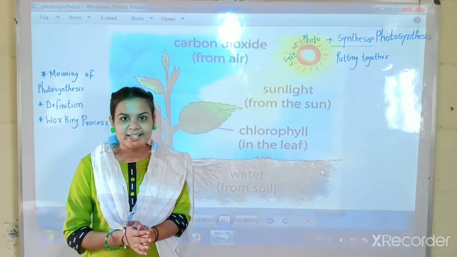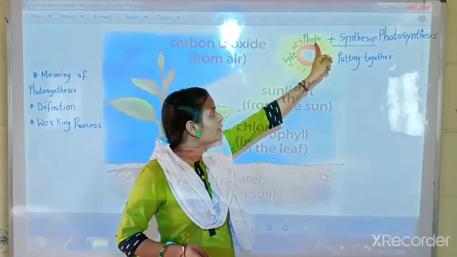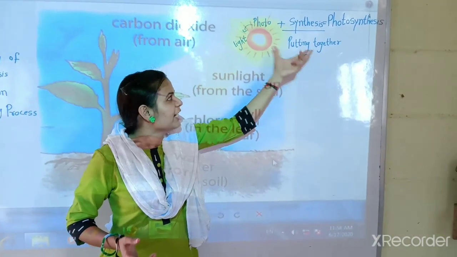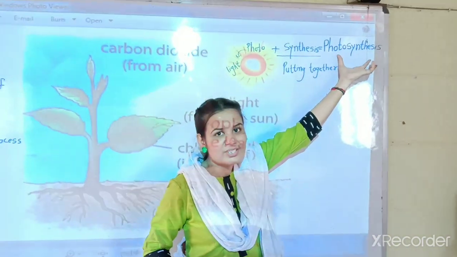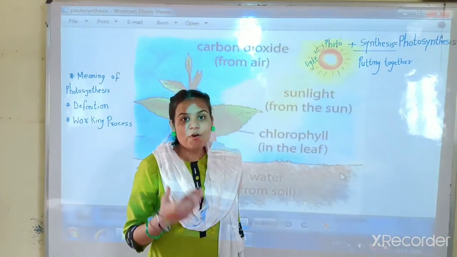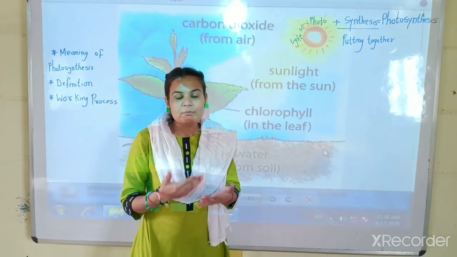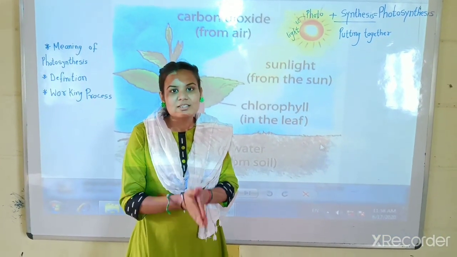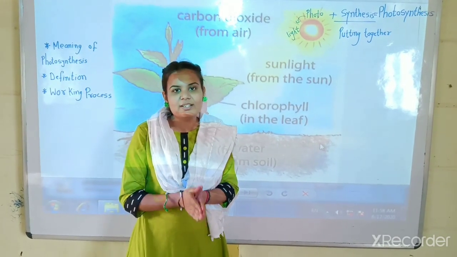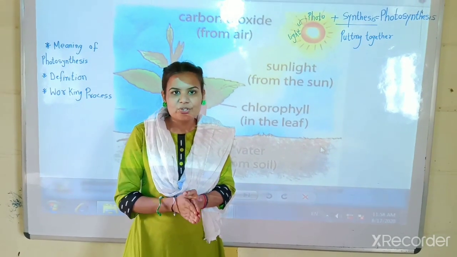So first let's learn the meaning of photosynthesis. Photo means light, synthesis means putting together, and together it is called photosynthesis. Okay, so what is the definition of photosynthesis? Photosynthesis means the process to make food by plants using sunlight, carbon dioxide, water in the presence of chlorophyll. This is the definition of photosynthesis.